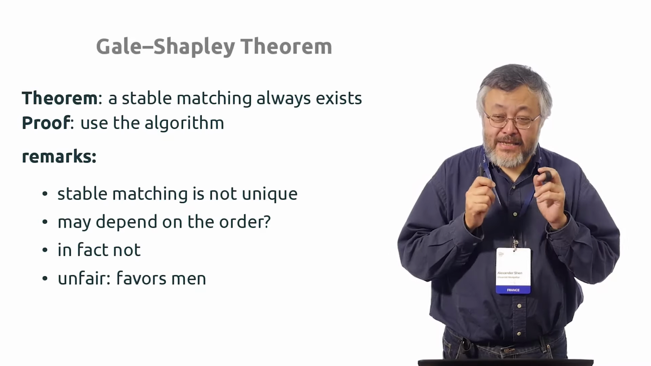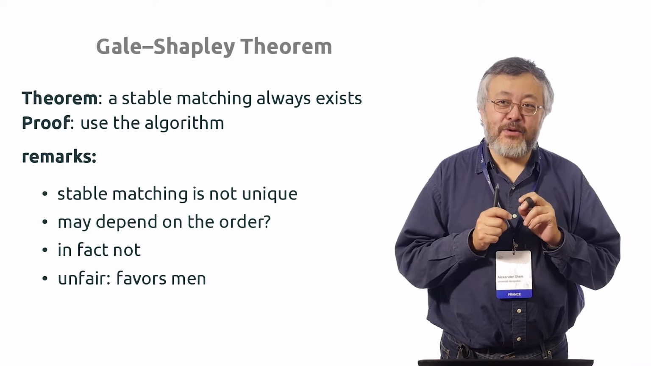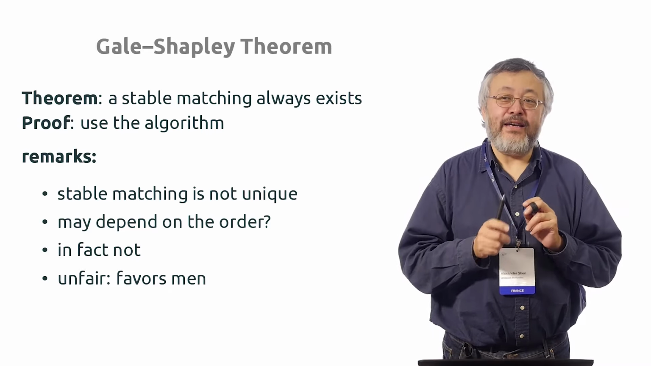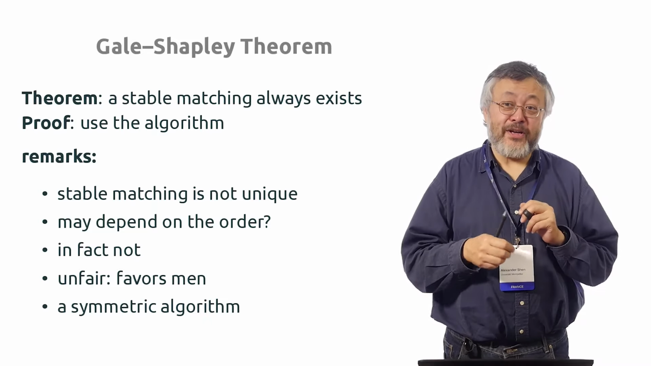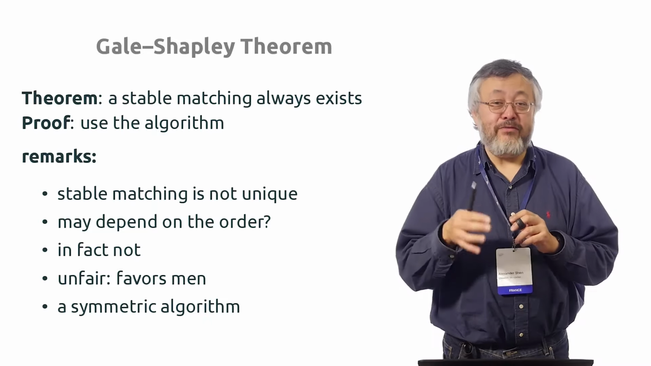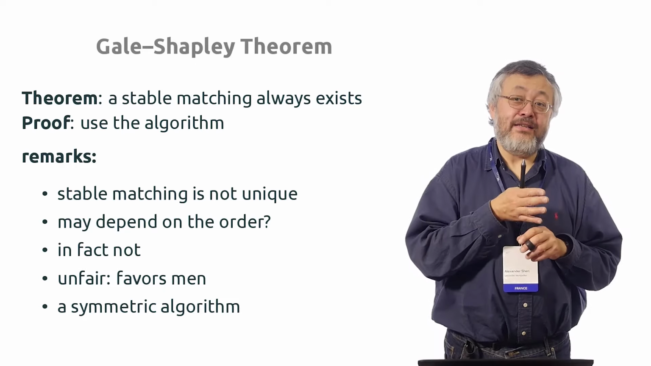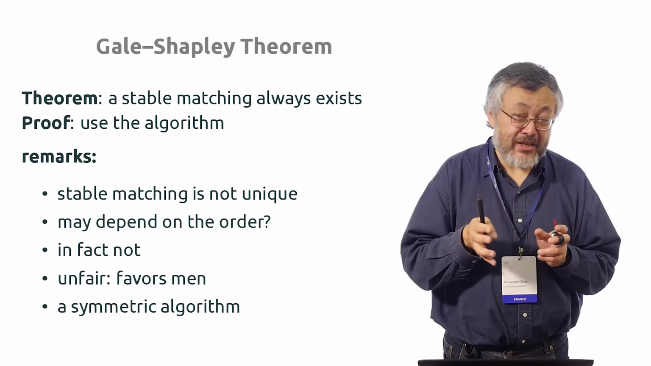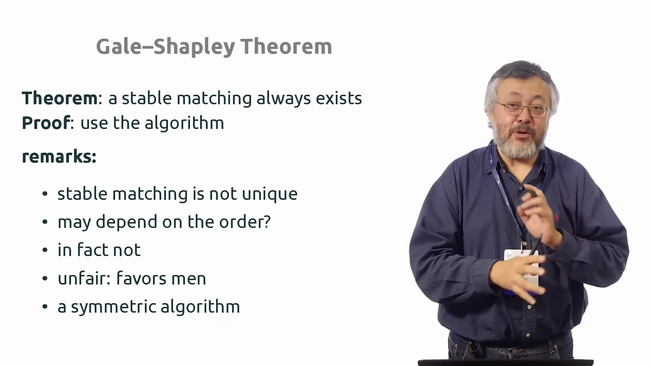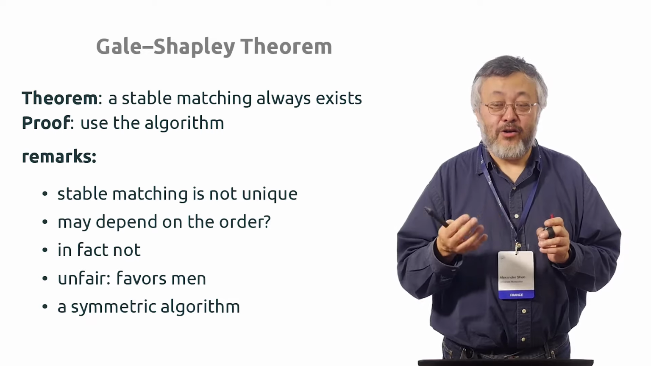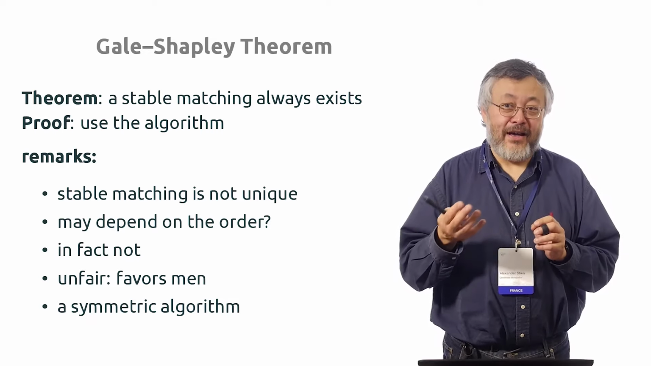And let me stress that this algorithm is extremely unfair. It favors men in a very strong sense. But of course we can consider a symmetric algorithm when women make proposals and men decide whether to accept or reject them. And of course this algorithm will have completely symmetric properties, so it will be unfair, also very unfair, but now in the other direction.